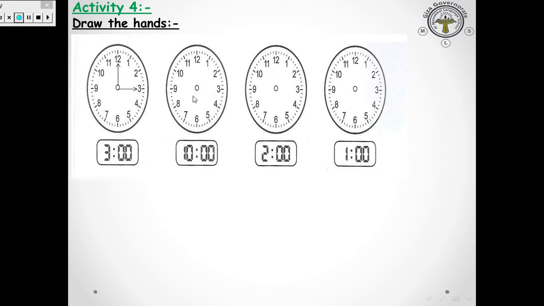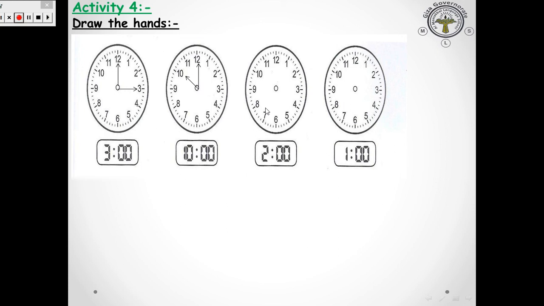Next picture, it's 10 o'clock. So we draw the long hand pointing to 12 and the short hand pointing to 10. So it's 10 o'clock.